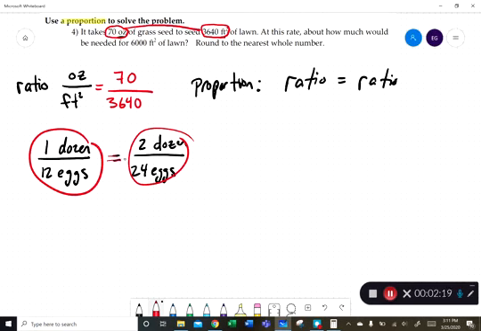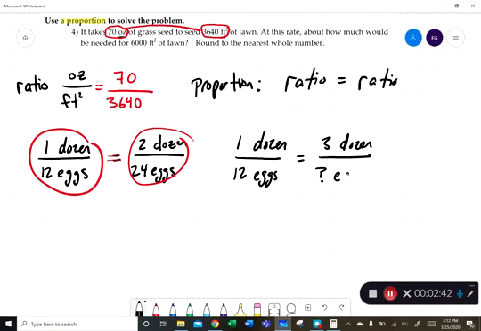And to solve a proportion is to say something like this. Let's go back to black. If 1 dozen is equal to 12 eggs, then 3 dozen is equal to how many eggs? Well, in this case, we don't really need to do anything fancy mathematically. We know if 1 dozen is 12, 2 is 24, and 3 would be 36.